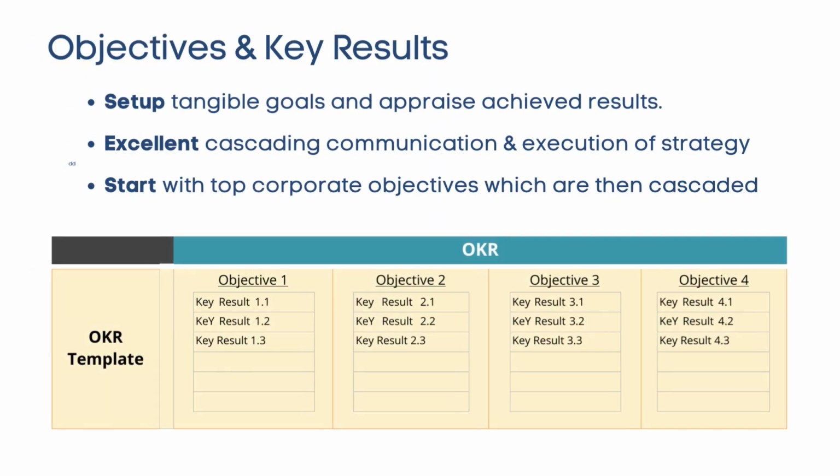Let's move on to the OKR, or Objectives and Key Results framework. OKR is an excellent tool to set up tangible goals and appraise achieved results. Where the OKR may slightly fall short in the strategy hypothesis and details part of the process, as indicated in our prior comparison chart, it gains in the excellent cascading, communication, and execution of the strategy. An OKR best practice is to start with the top corporate objectives, which are then cascaded to the department or team OKRs to refine and get more detail. More on this later.